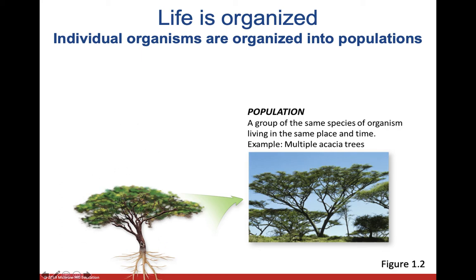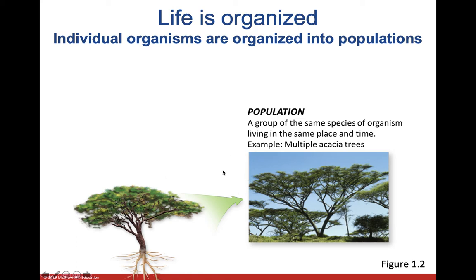So let's talk about how we do that. You take an individual, this tree here, in this case it's an acacia tree, they're found in Africa. All of the acacia trees in a given area, so let's take the country of South Africa. All of the acacia trees in the country of South Africa are going to make up a population of acacia trees, a unique interbreeding group of organisms that are all living in the same place at the same time. And that's the key here.